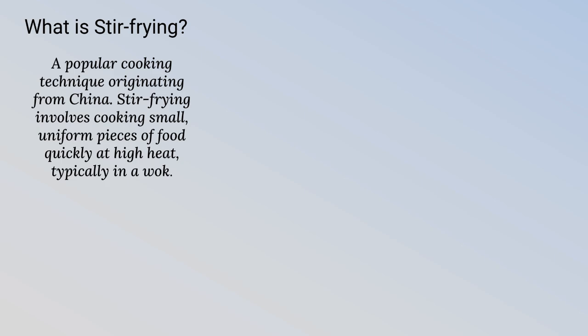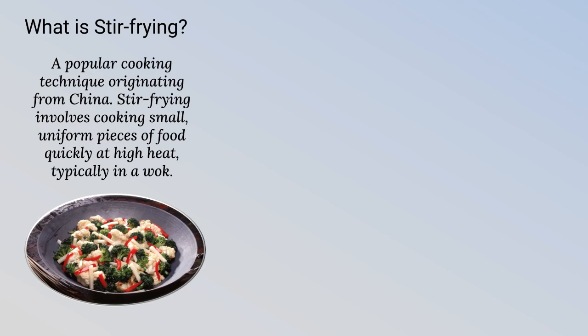Stir frying involves cooking small uniform pieces of food quickly at high heat, typically in a wok that I have mentioned in the beginning while showing you the image. Okay, you can see this is the image. This is known as the wok, where evenly cut foods are getting stir fried. It is a concept originating from China. We call it the Asian style of cooking, which is conducted in a wok.